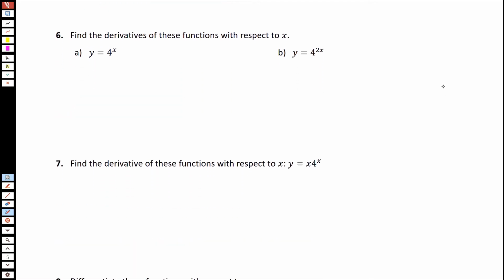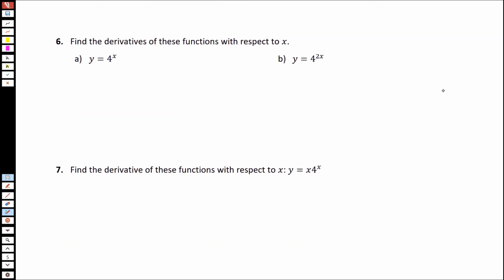Okay, number 6, find the derivatives of these functions with respect to x. So one thing that we discussed that will help us here is that if you have an exponential in this form, then it follows that dy over dx will be equal to a to the power x ln of a. And we can use this to basically differentiate these functions here. So in the first case, dy over dx will be equal to, a happens to be 4, so that will be 4 to the power x ln 4.